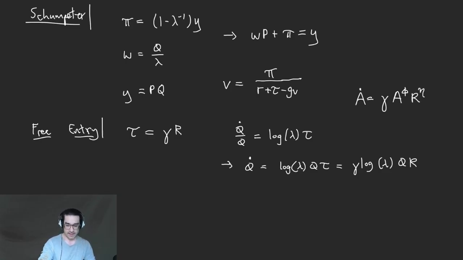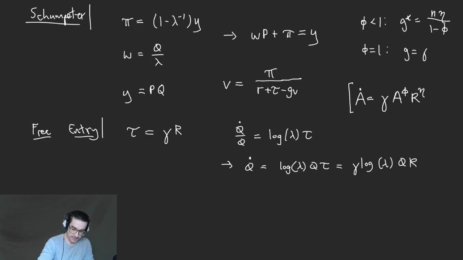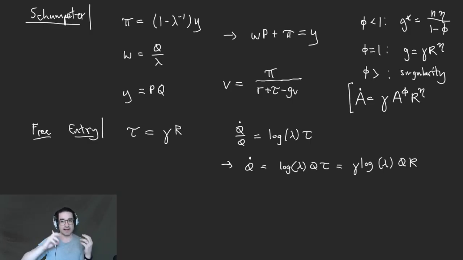It's just that when we wrote this sort of generic type of semi-endogenous growth model, you break it down. So this is your production function for ideas for some abstract technological factor A. And then we looked at when phi is less than one, you can show that the growth rate is going to look like this if you have population growth. And then when phi equals one, the growth rate G is going to be gamma r to the eta, and then phi greater than one, you get a singularity.